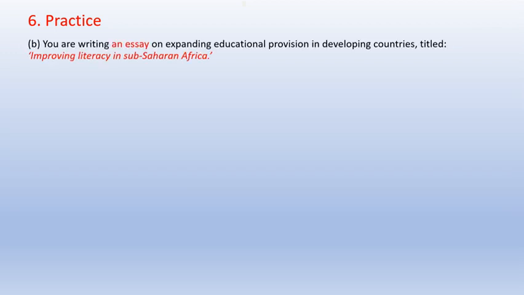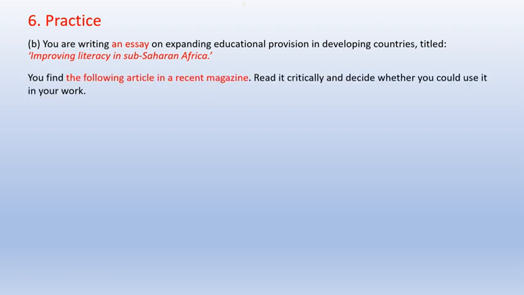Okay, instruction B. You are writing an essay on expanding educational provision in developing countries. Your title: Improving Literacy in Sub-Saharan Africa. You find the following article in a written magazine. Read it critically and decide whether you could use it in your work.